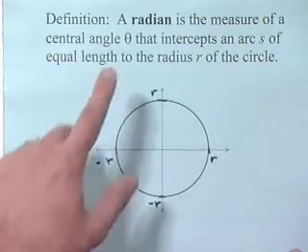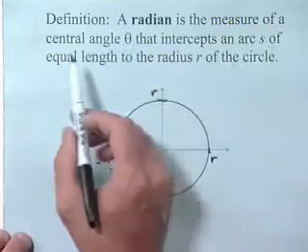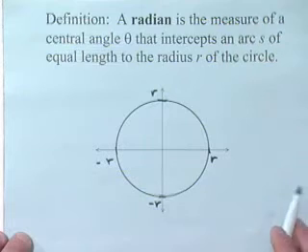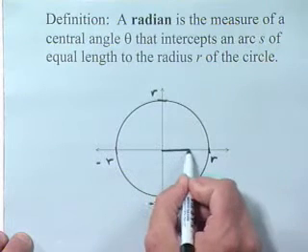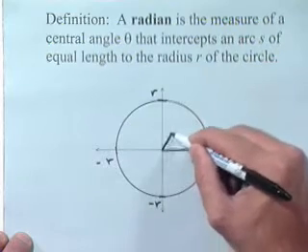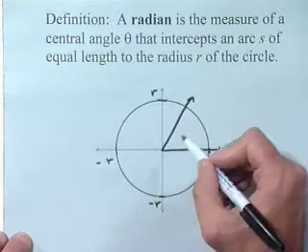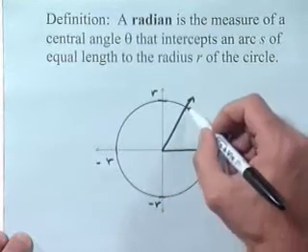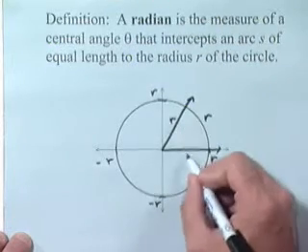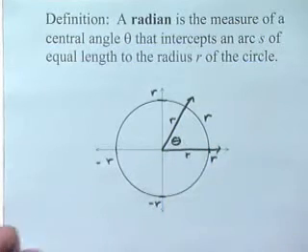Now, let's try to figure out what a radian is. It says a radian is the measure of a central angle that intercepts an arc of equal length to the radius, which means that if I draw an angle, this length is r, this length is r. Now the arc must also have a length of r. That measure, that angle, is called a radian.